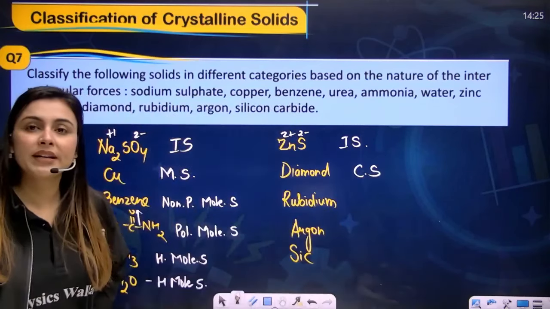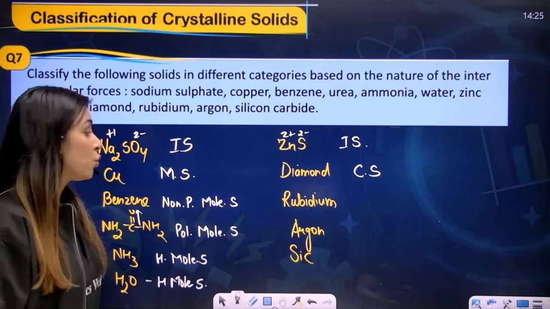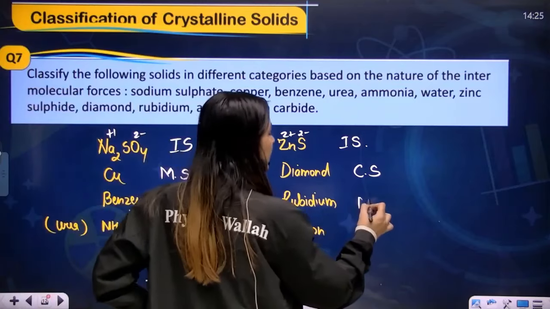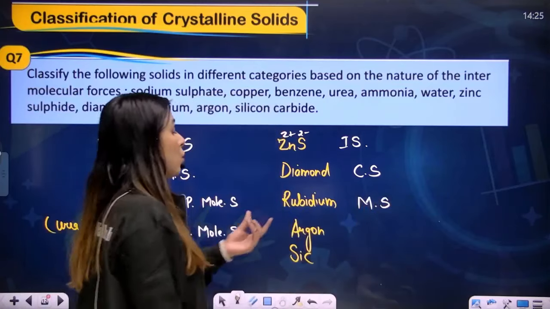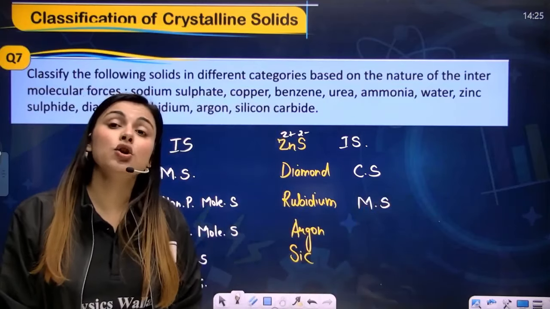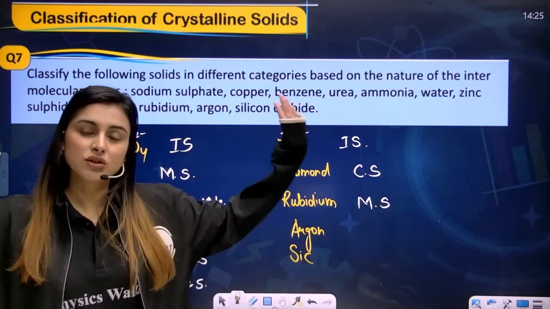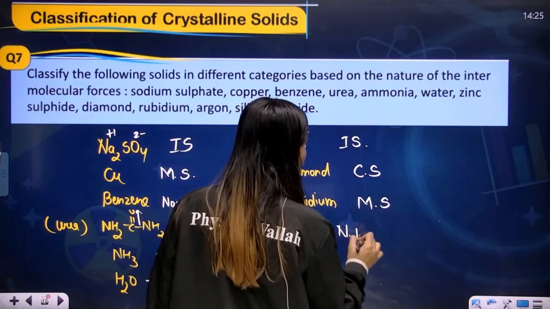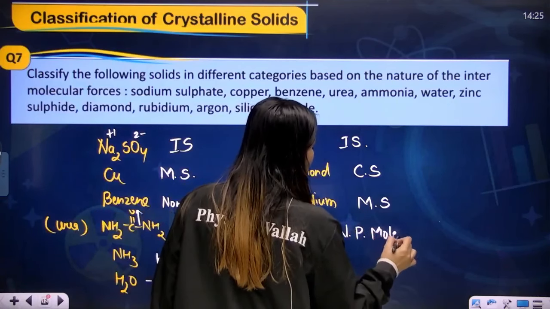Let's talk about rubidium, my dear students. What is rubidium? Rubidium is a metal. So, it will be a metallic solid. Now, what is argon? Argon is a non-polar molecular solid. It is non-polar in nature. It is a molecular solid. So, it will be a non-polar molecular solid.